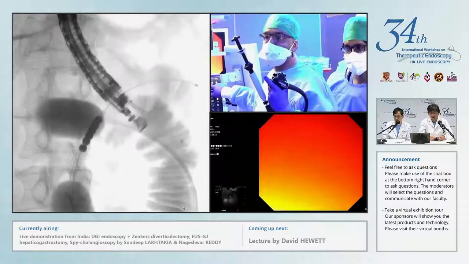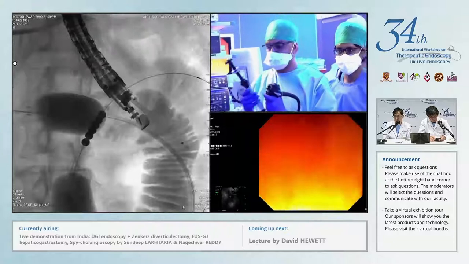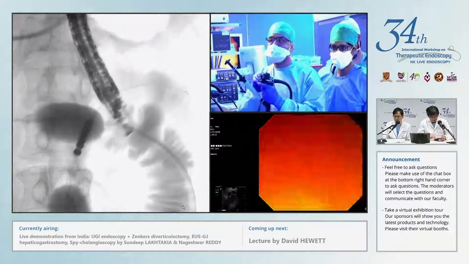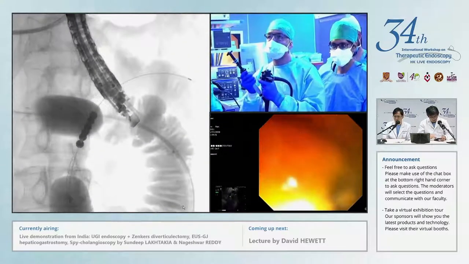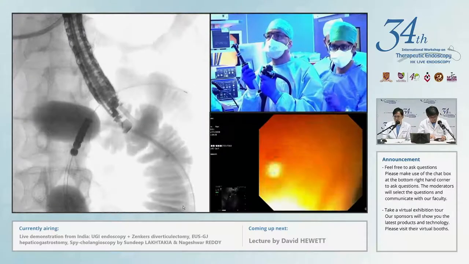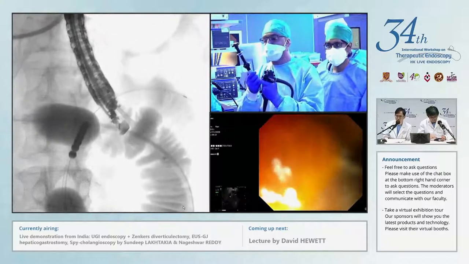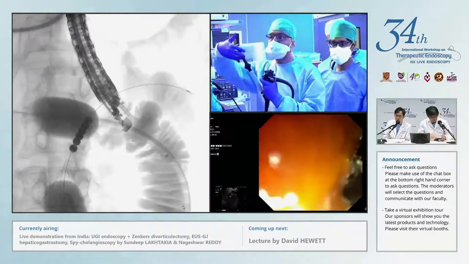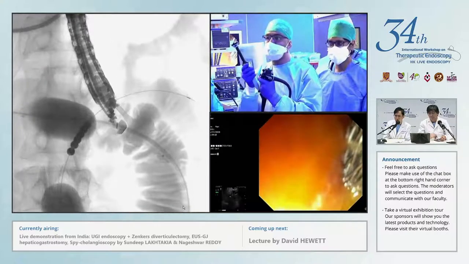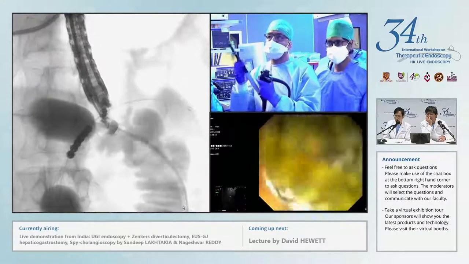If you can see the black mark. I think it was visible. Yeah, you got a glimpse of it. I think we have a glimpse of the black mark. Here it's there, on endoscopic vision. Okay, so now we are deploying the proximal flange, which is now deployed. And now push the delivery system.